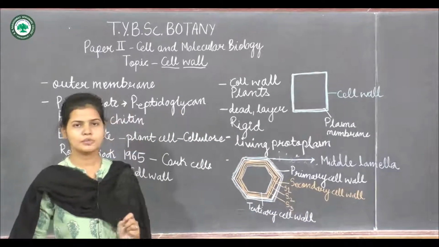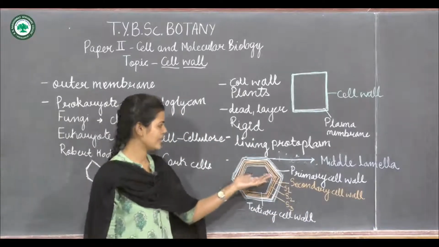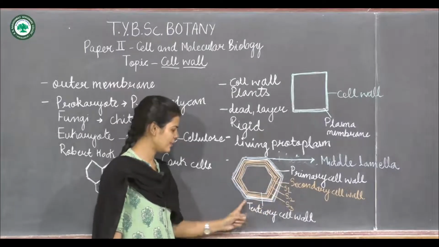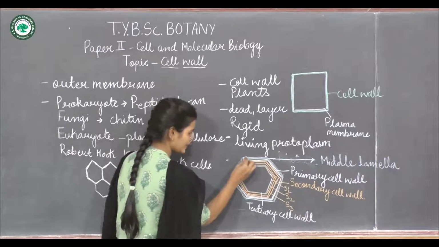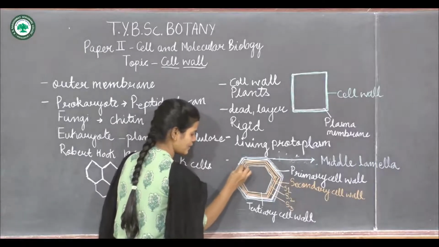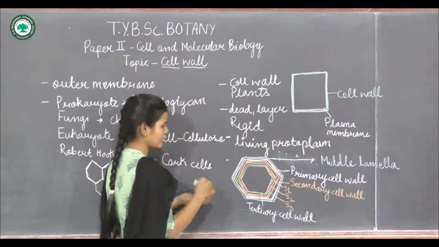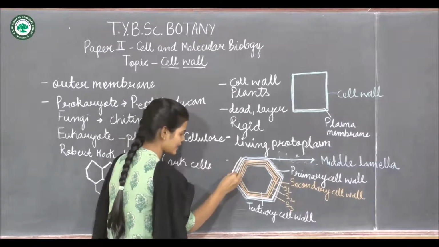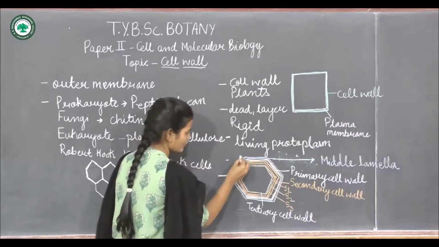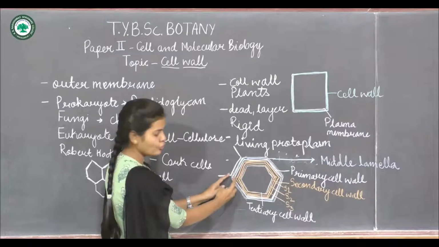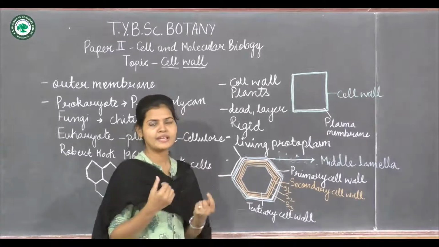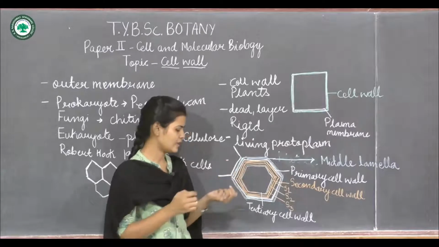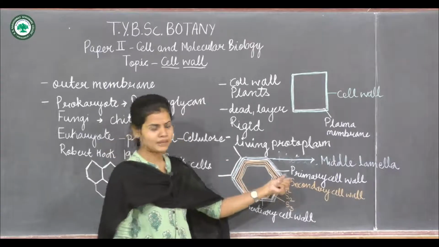So, the cell wall can be divided into three parts. The outermost layer is the middle lamella, which links two different cells. From this side there will be a different cell. Between the two primary cell walls there is the middle lamella, a cementing agent between the two different cells. Next to that is the primary cell wall.